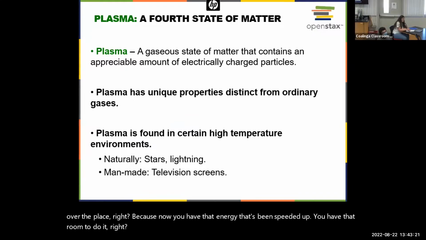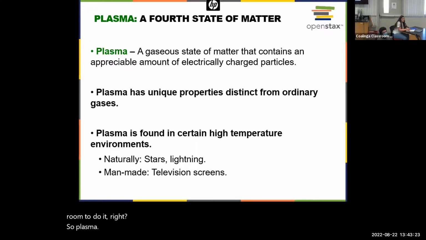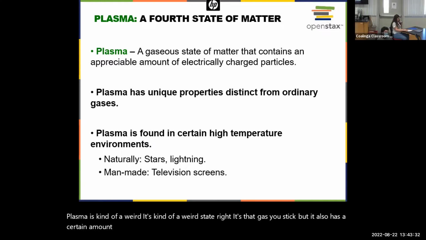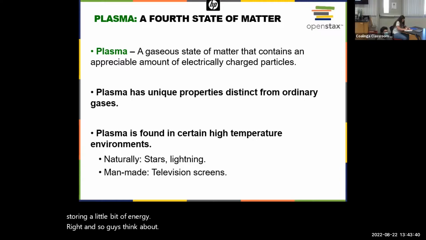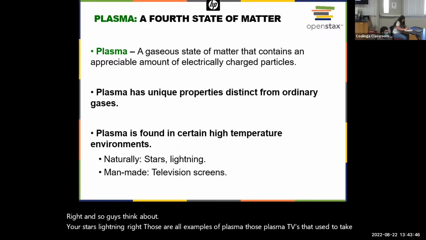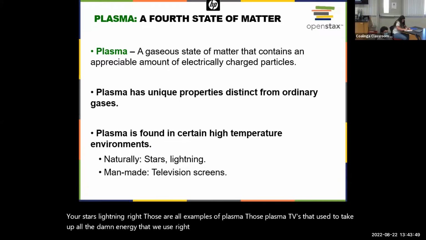So plasma. Plasma is kind of a weird state, right? It's that gaseous state, but it also has a certain amount of charge associated with it. So in a sense it's a state that's storing a little bit of energy, right? If you think about stars and lightning, those are all examples of plasma. Those plasma TVs that take up all the energy, other examples of plasmas, right?